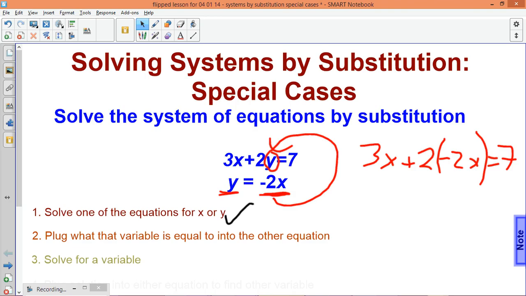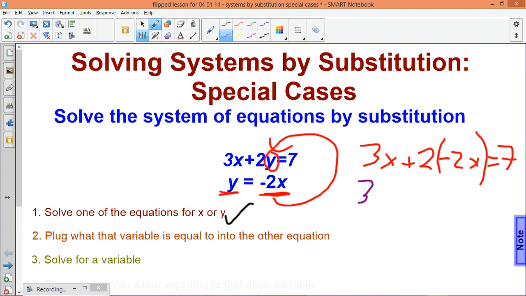Step 3, solve for a variable. Notice what that means here is that there is only one variable left now at this point. It's only going to be x. If we had solved in step 1 for x instead of for y, then the only variable left would be y. But the point is, once we get to this step where we are right now, we only have one variable left. Once I have that one variable left, I just do simplification steps and solve for that variable. So let's go ahead and do that.